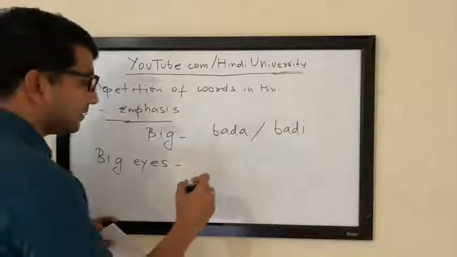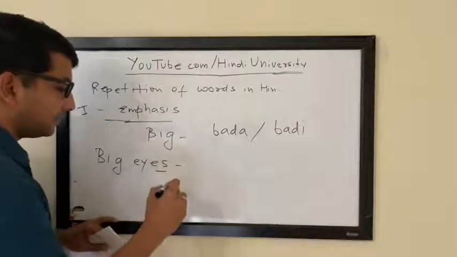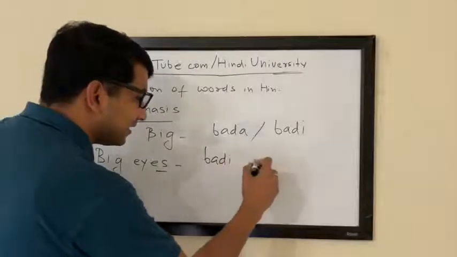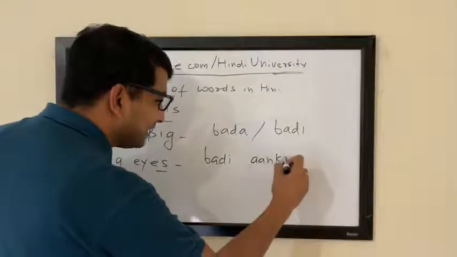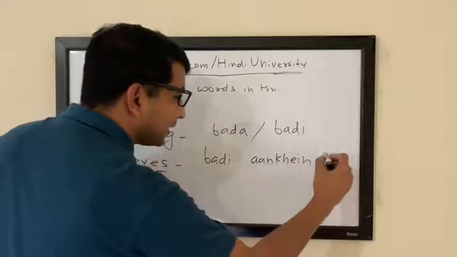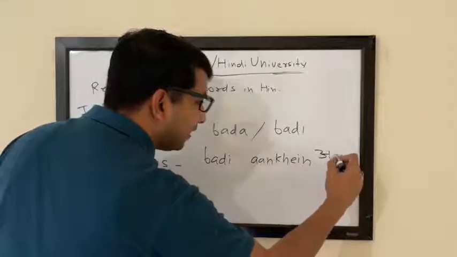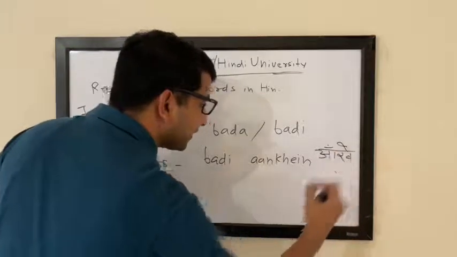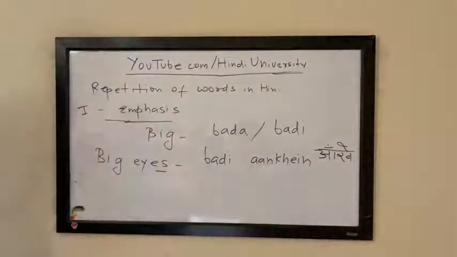Badi. Aankhein. Very good. So badi, aankhein something. Okay, very good. Badi aankhein. And it's basically kh with an a, aankhein. Okay, badi aankhein.